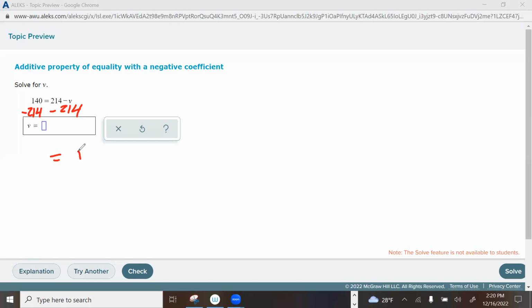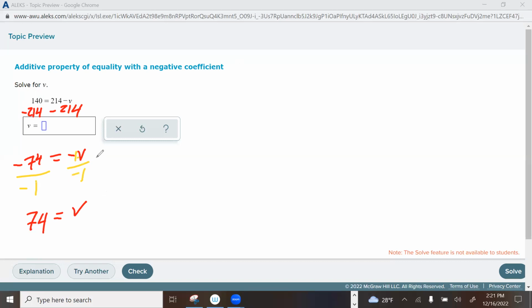And then notice I'm not left with v on the right side. I'm left with negative v because so far I've done nothing with that negative sign. Now on the left, 140 minus 214, that'll be negative 74. Now this negative v on the right side is really just the same thing as negative 1 times v. So if I divide by negative 1, I'm going to get v equals just 74.